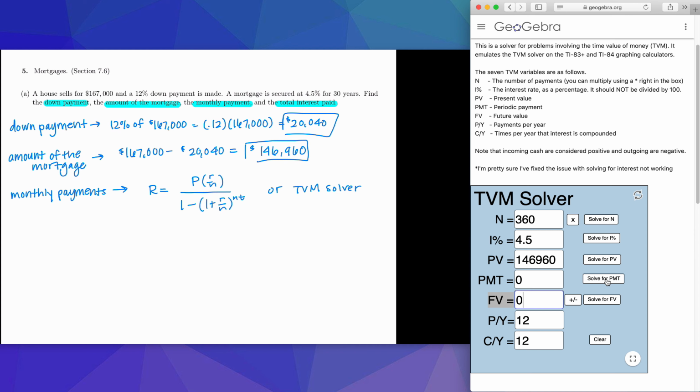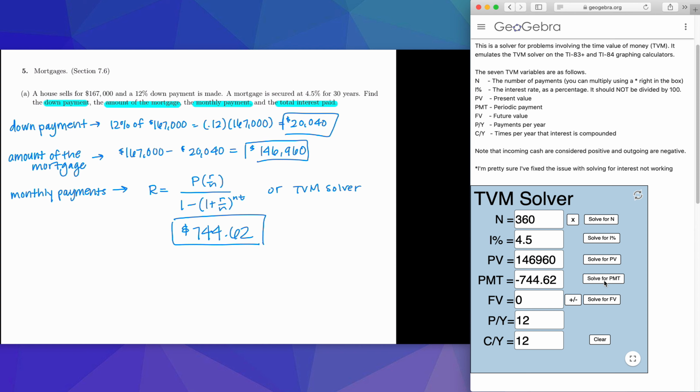So what I can do is click over here on Solve for Payment, and I get negative 744.62. That seems a little weird that they put it as negative, but the way this finance calculator works is saying that's a cash flow out of negative 744.62. So each month, I will make a payment of $744.62. And that is what the mortgage will cost.